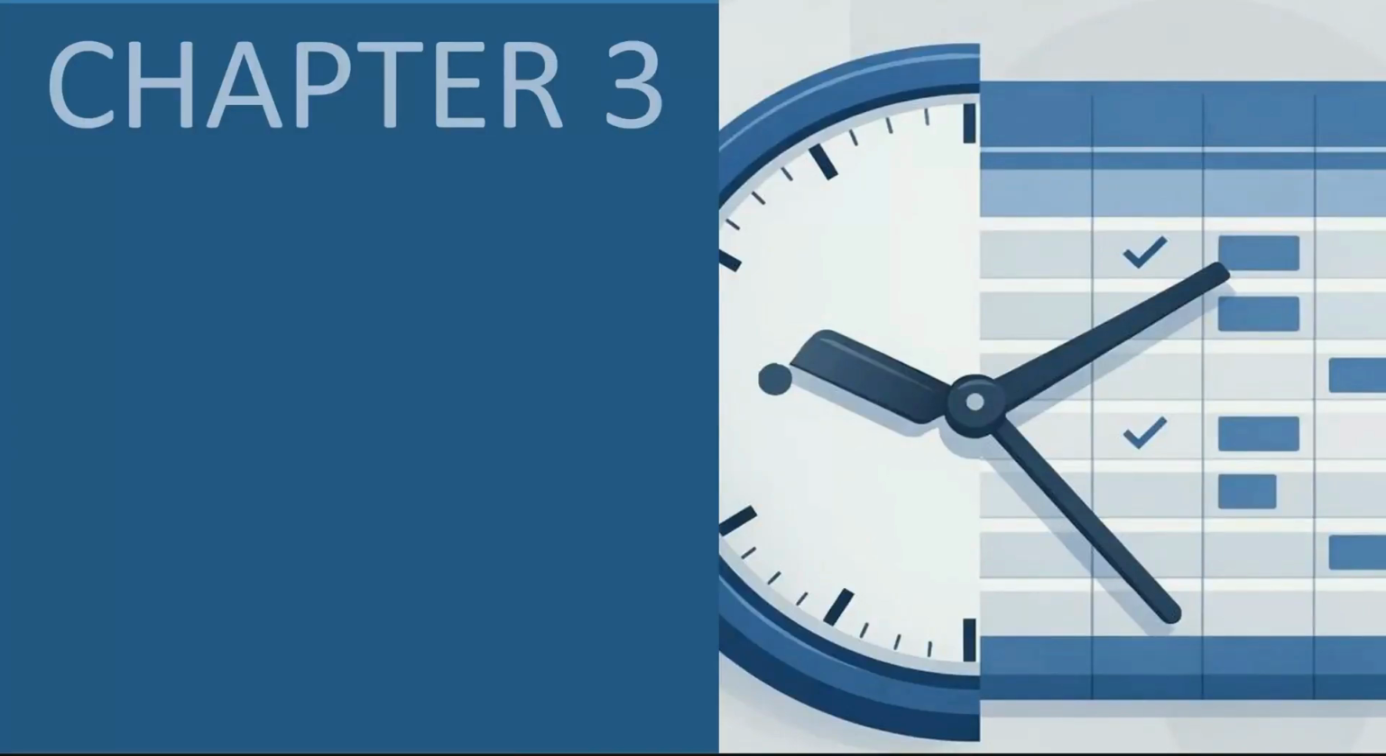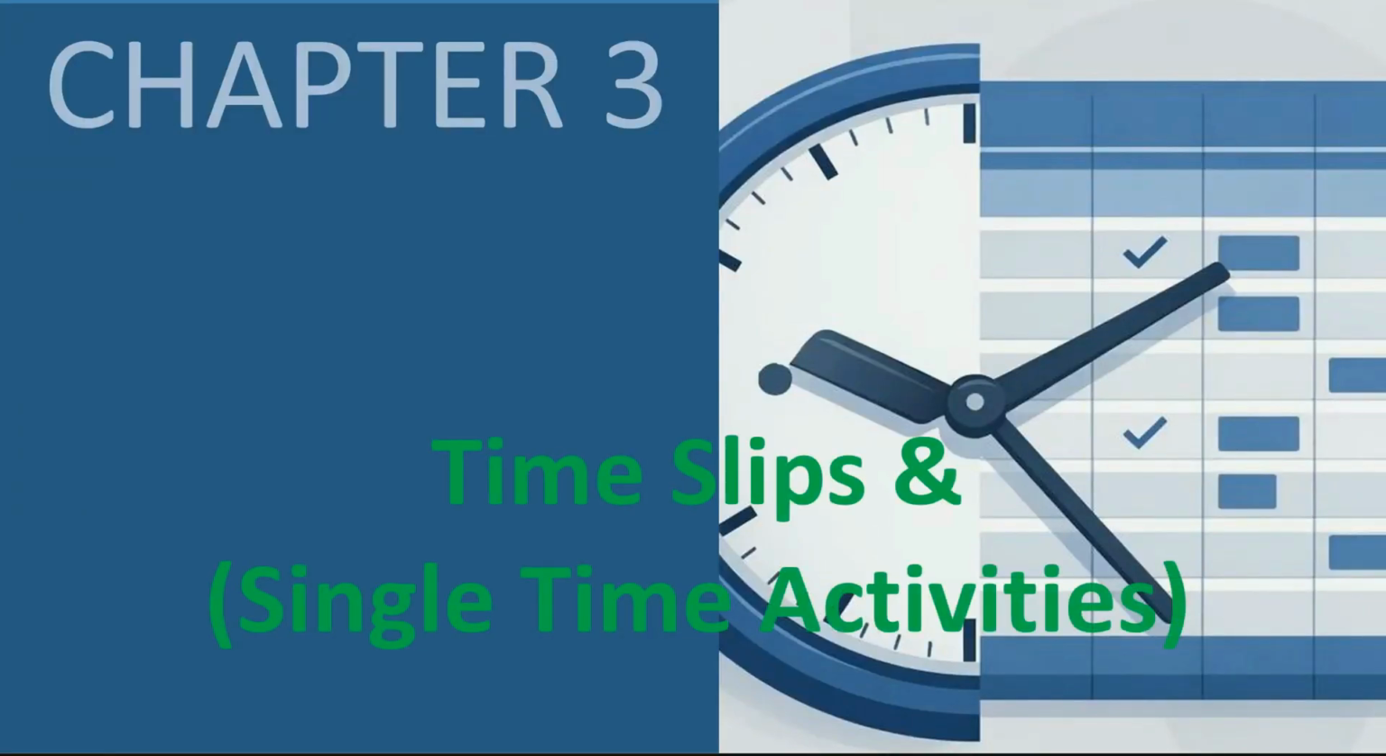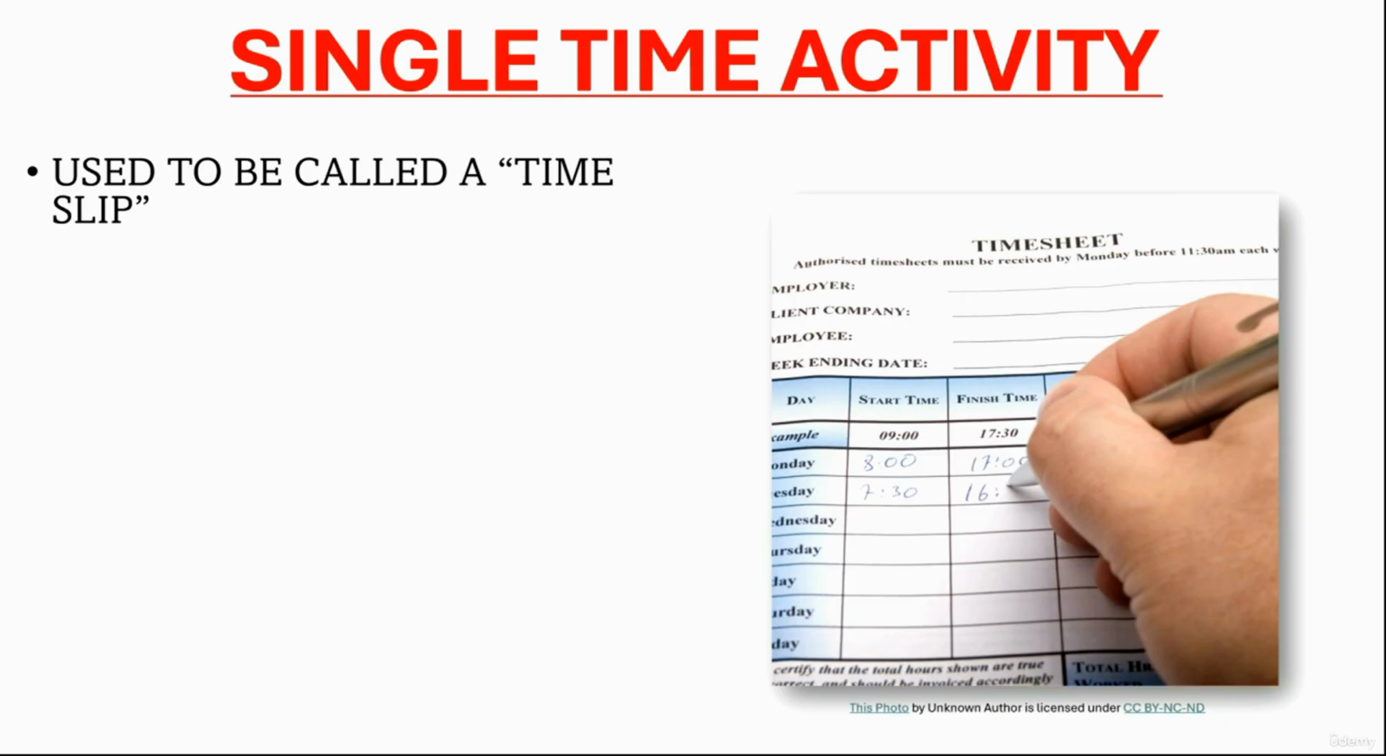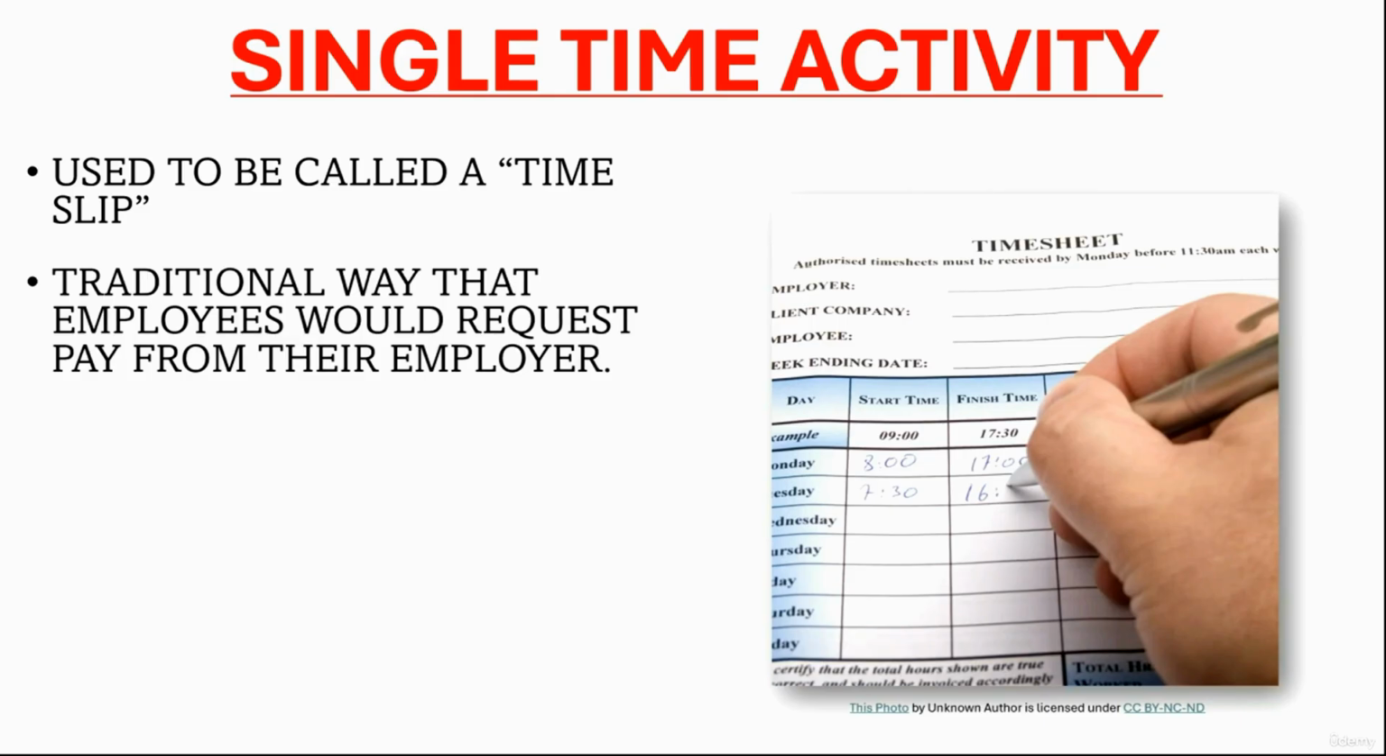Timesheets in QuickBooks Online. Chapter 3, Time Slips and Single Activities. A single time activity sheet in QuickBooks Online used to be called a time slip in the old days when people had to submit a handwritten hard copy of their time.